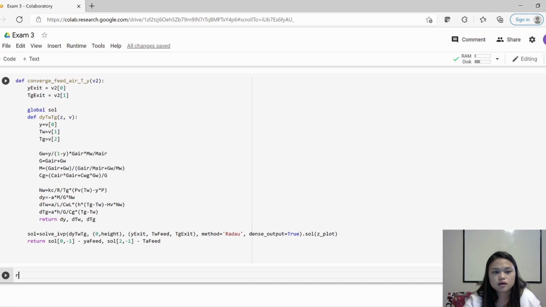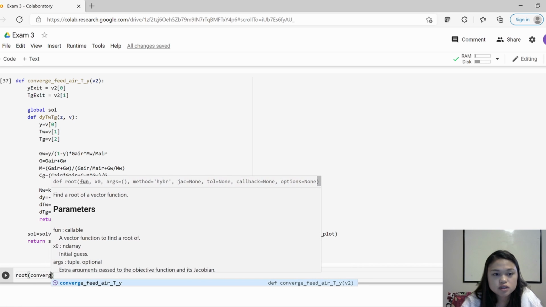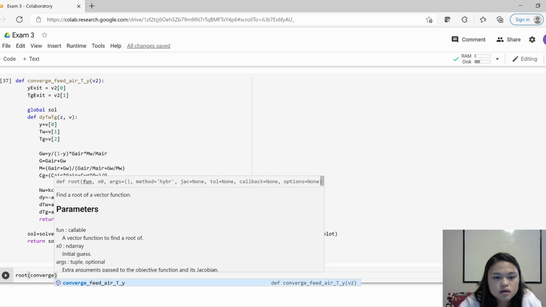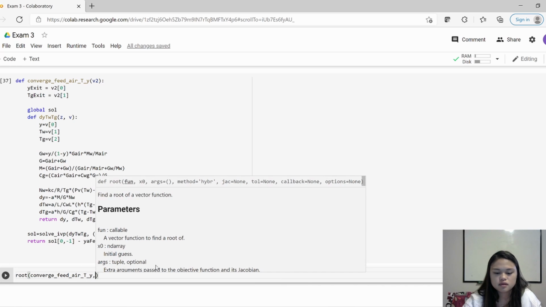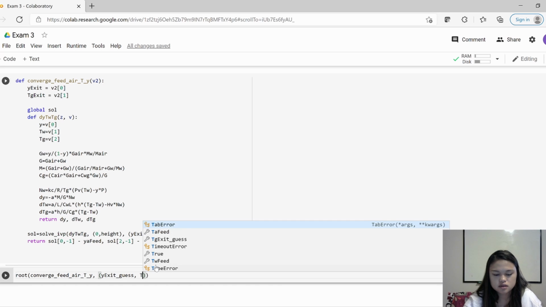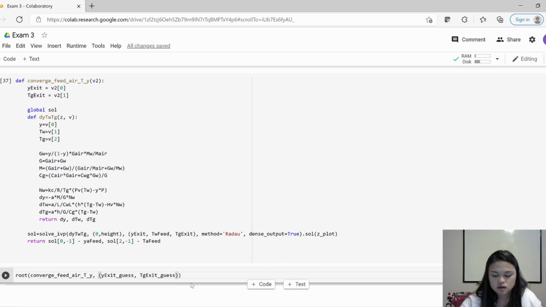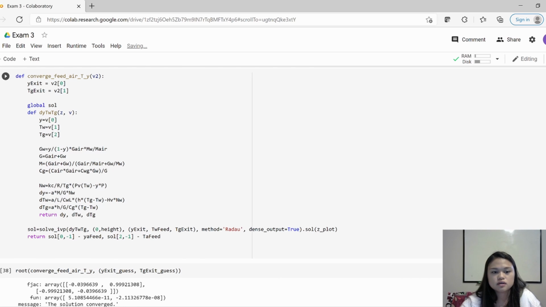Now I want to do that root finding function. So that function is going to be that converge, there it is. And then I want those initial guesses, which will be that y exit guess, and that tg exit underscore guess, and that should be good. Alright, so there we go.